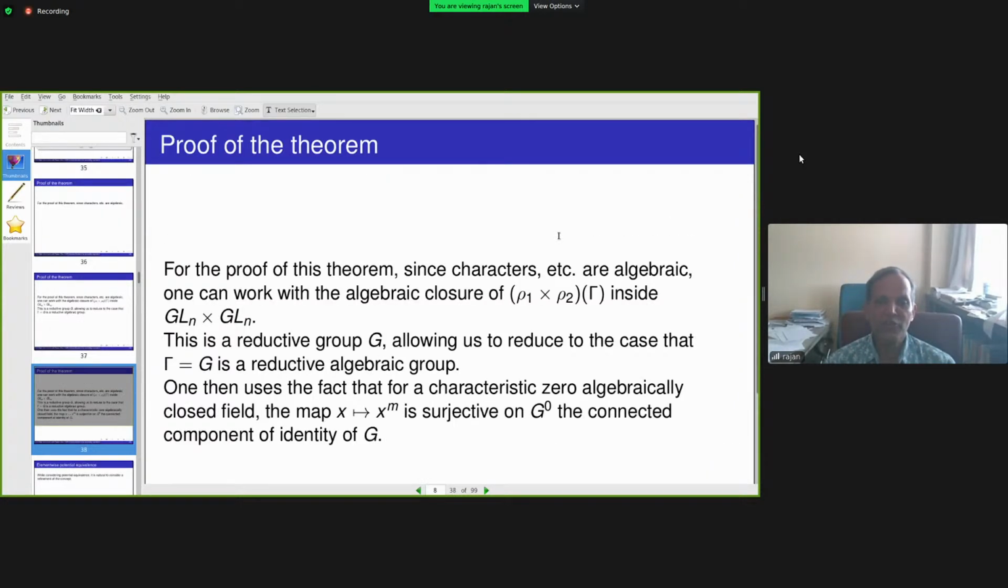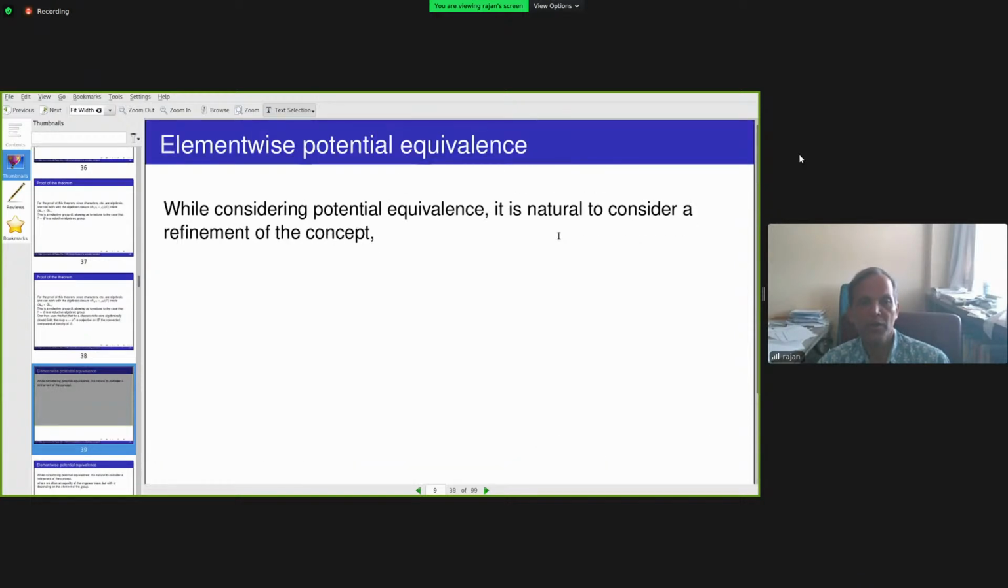One then uses the fact that for an algebraically closed field of characteristic 0, the map x goes to x to the power m is surjective on the connected component. So if you have a connected reductive group, or connected algebraic group, the connected component of the identity, then the m-th power map is always surjective. If you use this fact, then the above theorem follows. So that's the proof: knowing an equality of the m-th power characters is equivalent to saying that the representations are potentially equivalent.